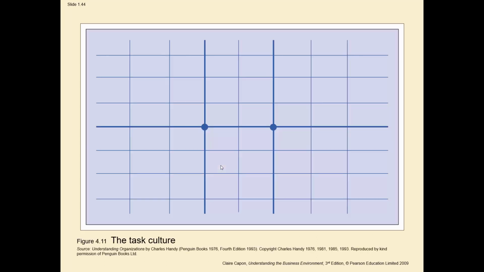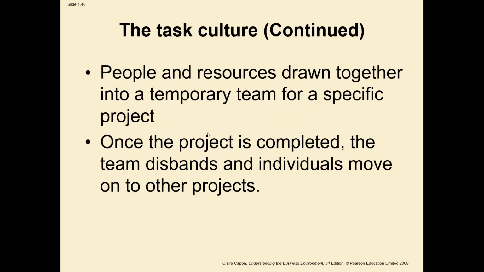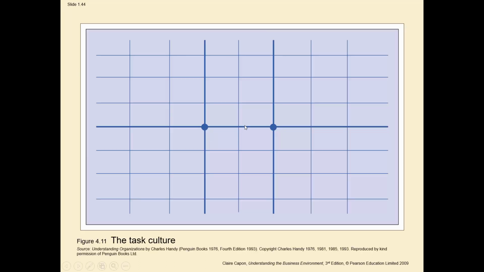Okay, the task culture looks like a grid, because there are all these little jobs and focuses. It's similar to the matrix structure, found in problem solving organizations where you look at issues and problems that develop and go through to tackle them. People and resources are drawn together into a temporary team for a specific project. Once the project is completed, the team disbands and moves on to other projects. So what we see is the task structure here, and it pulls in from all that area. And if a new task sets up, it'll start drawing resources away.